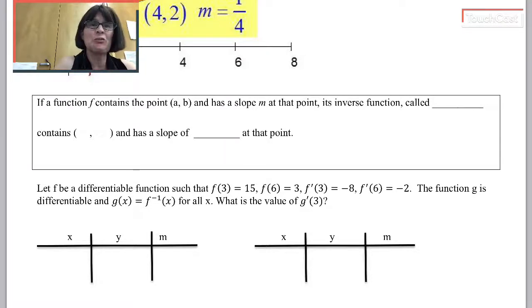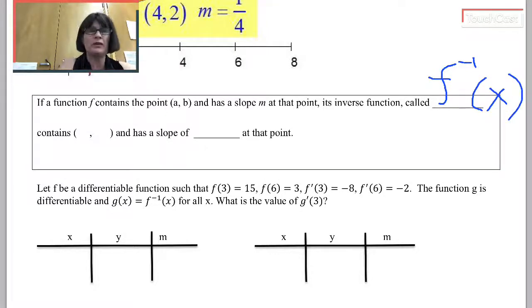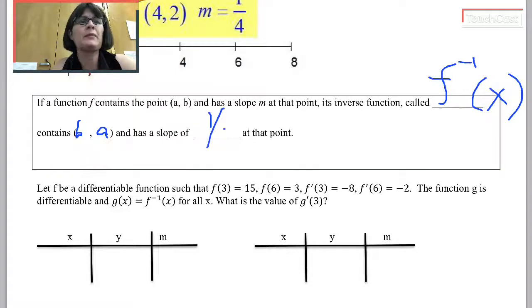If a function f contains the point a comma b and has a slope of m at that point, its inverse function we will call f inverse of x. That looks like a -1 exponent, but it's not an exponent. This is part of function notation. This means the inverse function of f contains the point, remember, domains and ranges switch, so that's going to contain b comma a, and has a slope of 1/m, the reciprocal of m.